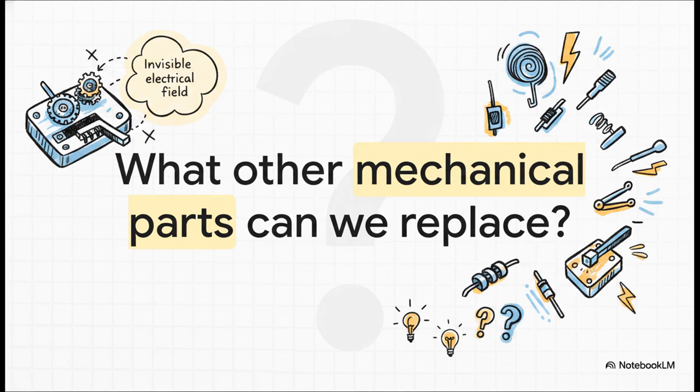To wrap up this explainer, I'll leave you with this provocative thought. If we can replace a clunky mechanical potentiometer, with its physical wipers and carbon tracks, with nothing but a solid-state, invisible electrical field inside a JFET, what other physical limitations of electronics are just waiting to be engineered away? Keep exploring, keep questioning, and I hope this provided a really clear path to understanding the incredible engineering behind the junction field effect transistor.